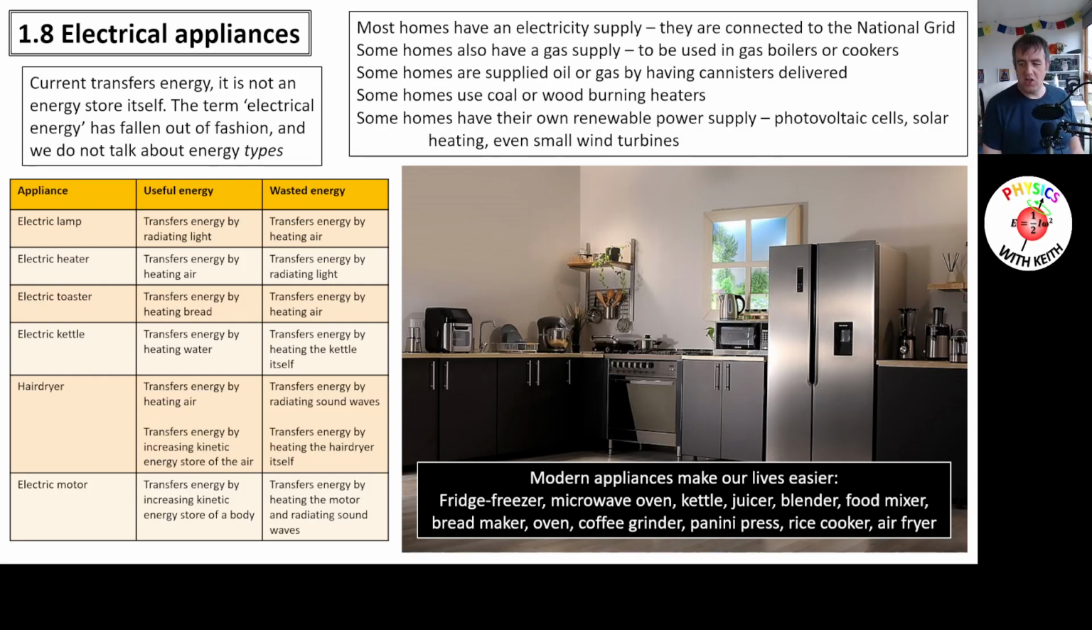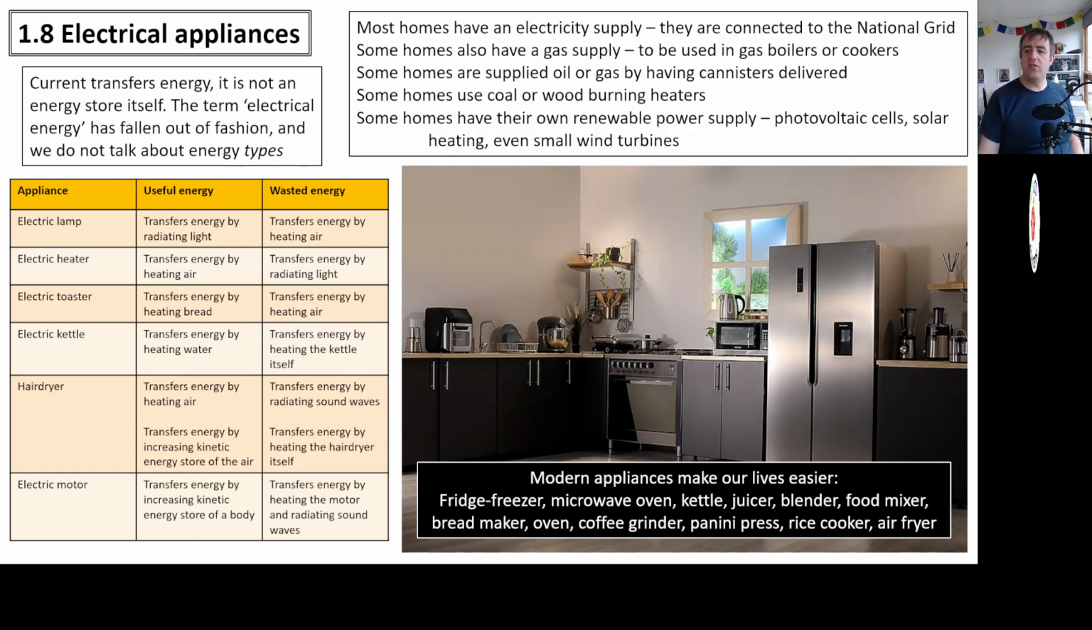I show a kitchen like this, a very modern home, a very middle-class home with lots of lovely appliances. And we talk about what the useful energy transfer by that appliance is. It's usually either into the thermal energy store of the food or into the kinetic energy store of the food if it's a mixer. And then we talk about what the wasted energy store is. It's often things like transferring energy into the surroundings, not actually into the food. We can improve the efficiency by insulating the oven and things like that.